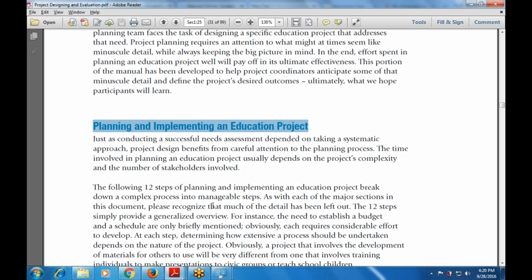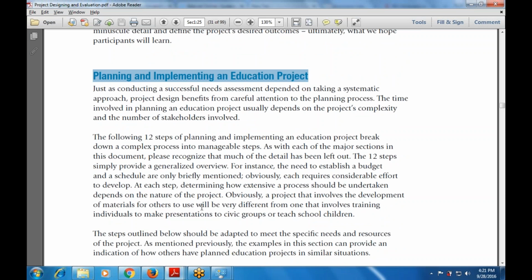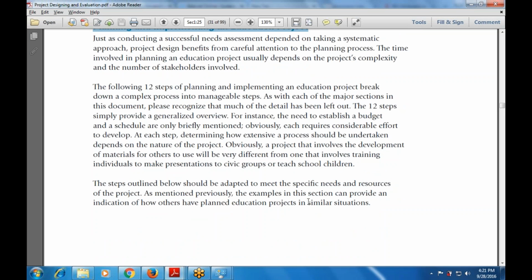At each and every step, determining how extensive a process should be undertaken depends on the nature of the project. Obviously, a project that involves the development of material for others is carried out differently from one that involves training individuals to make presentations to civic groups or teach school children. The steps outlined below must be adapted to meet the specific needs and resources of the project.